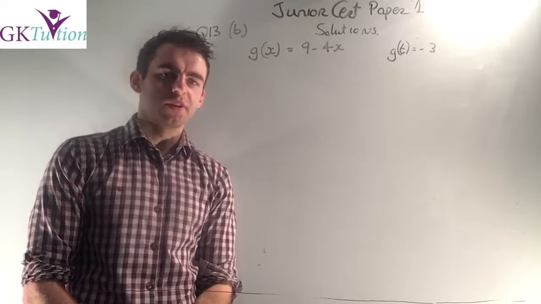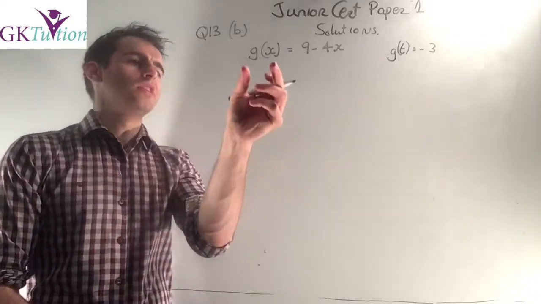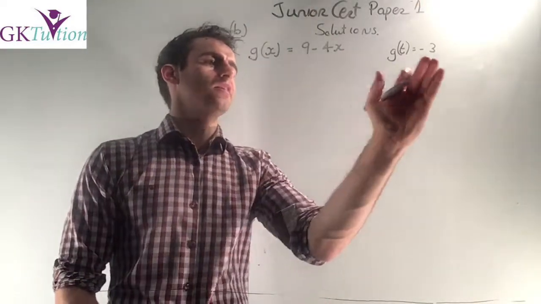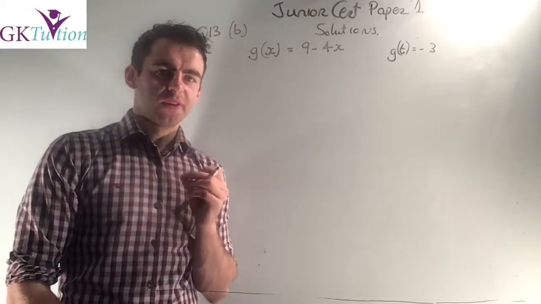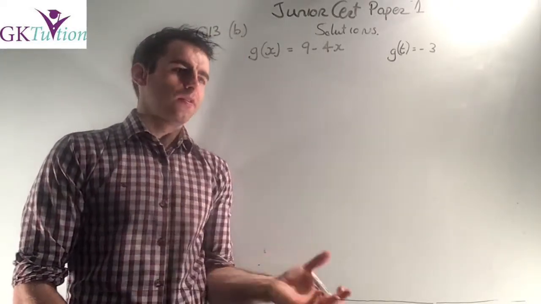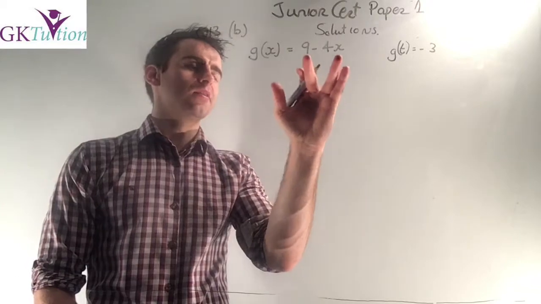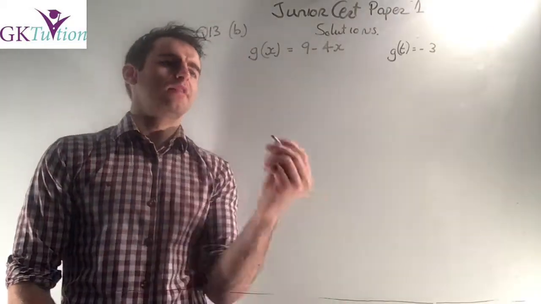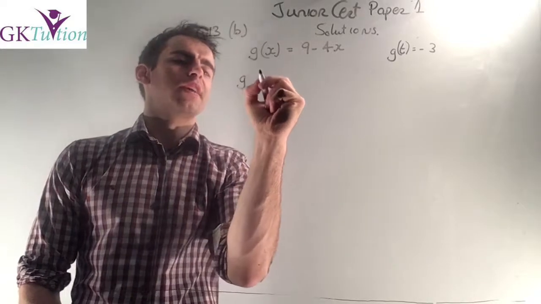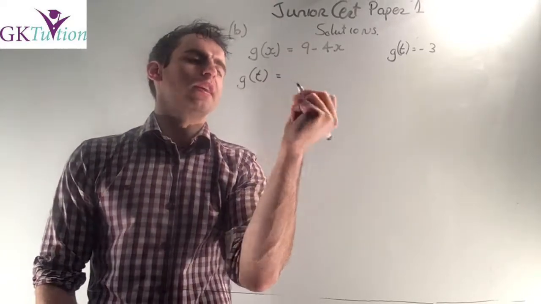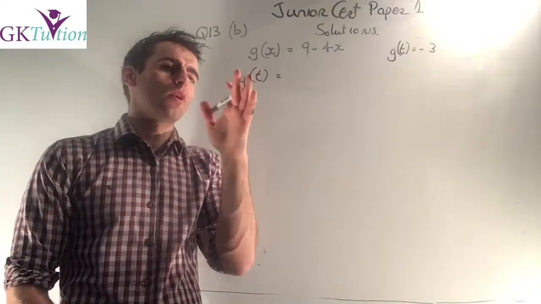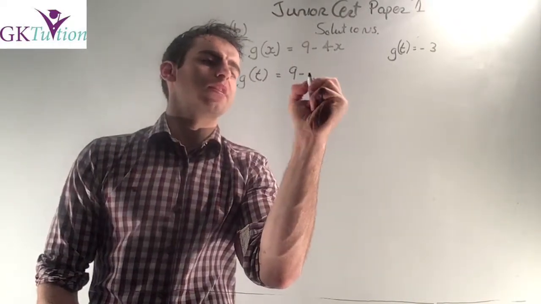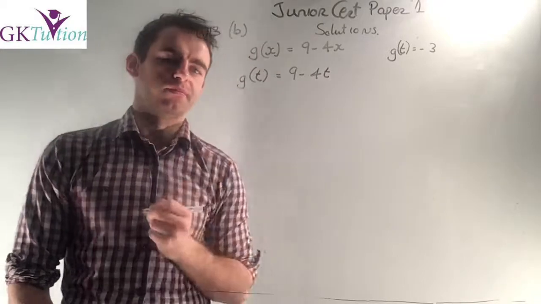Okay, so for question 13, part B, we're told that g of x is equal to 9 minus 4x, and that g of t is equal to minus 3. We're asked to find the value of t. First of all, you should realize that if g of x is equal to 9 minus 4x, you're able to find what g of t is. You just rewrite this, except everywhere there's an x, you put in a t. So g of t is equal to 9 minus 4t.